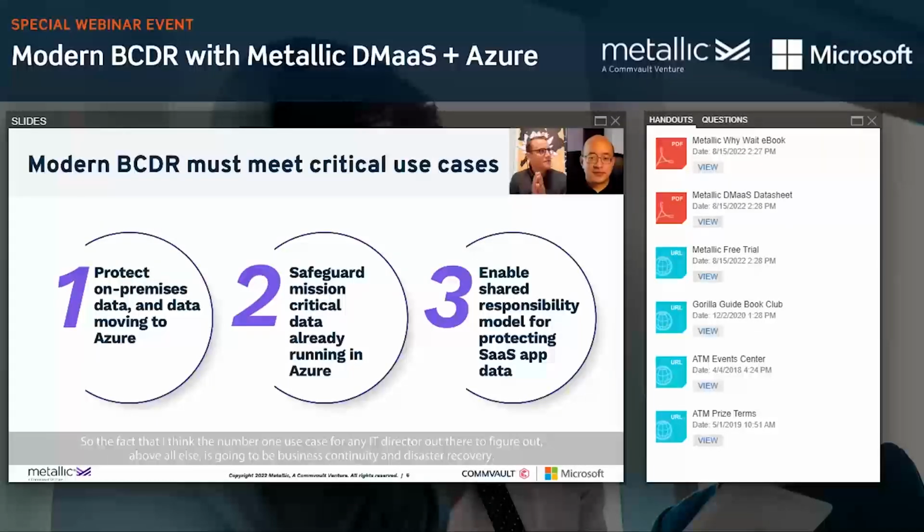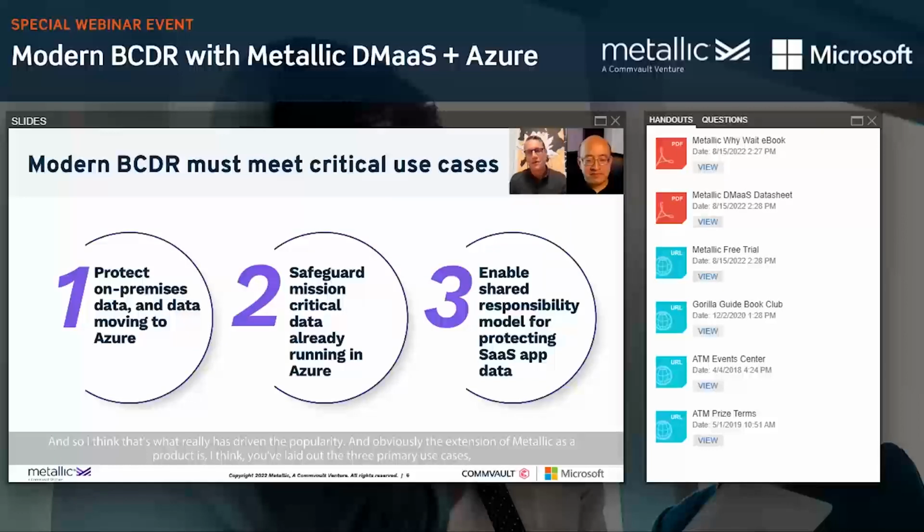The number one use case for any IT director out there to figure out, above all else, is going to be business continuity and disaster recovery. That's the number one thing you've got to figure out. And to be able to do that with ease of implementation, plus maintain that confidence and security on the SaaS offer, is just like the perfect stick your toe on the diving board and see. You'll see the cloud's not that bad. The cloud can help you in the grand scheme of things. And so I think that's what really has driven the popularity and obviously the extension of Metallic as a product.